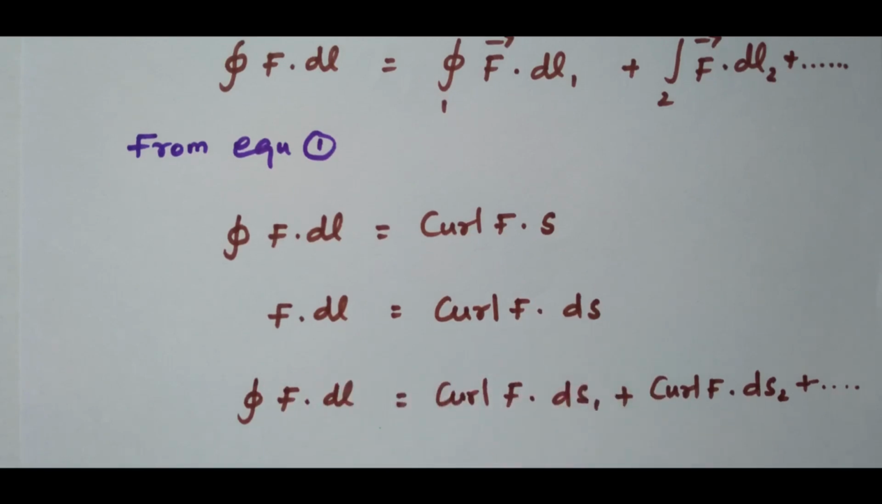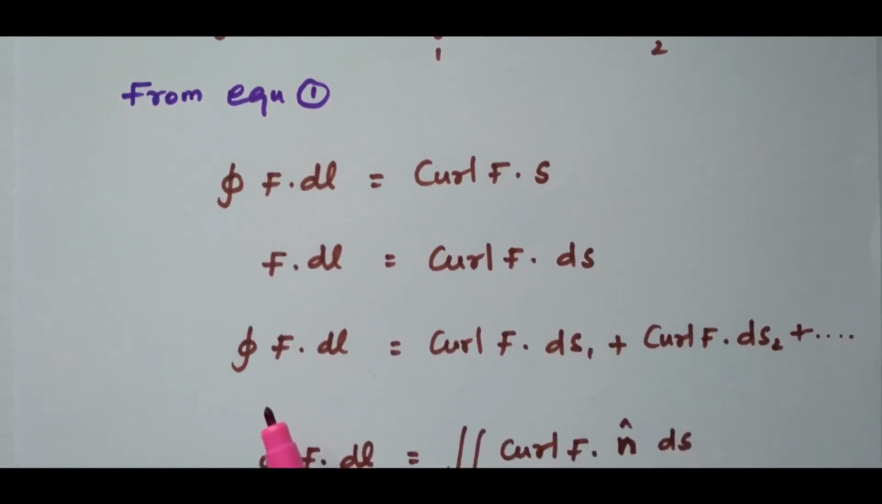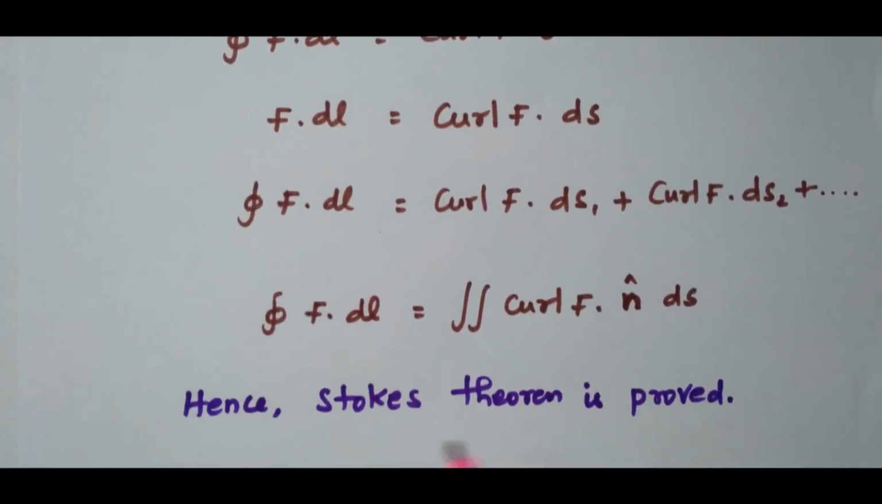This is for one element. Considering n number of elements, the integral of F dot dl equals curl of F dot ds1, curl of F dot ds2, and so on, since there are n number of surface elements available. So in general, we can write the integral of F dot dl equal to the double integral of curl of F dot n vector into ds, a surface integral.